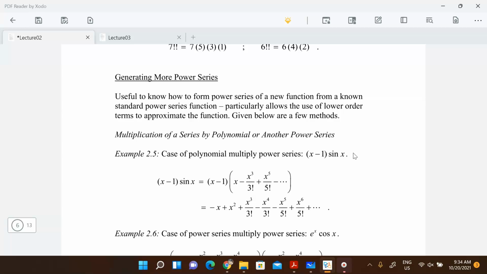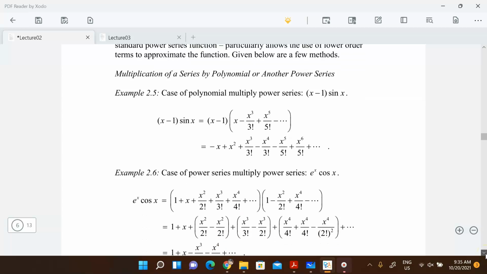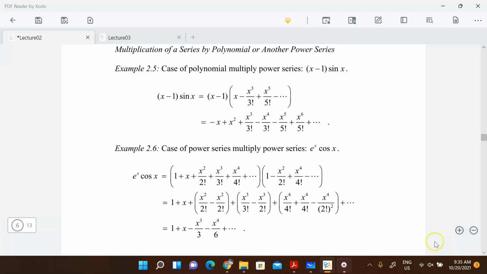So here is the case of a polynomial. A polynomial is already a power series. For example, x minus x, and then you multiply with sine x, the power series of sine x, then you get the power series of this whole thing. You can also not just multiply a polynomial with a power series, you can multiply power series with power series, and this would be helpful in some calculations.